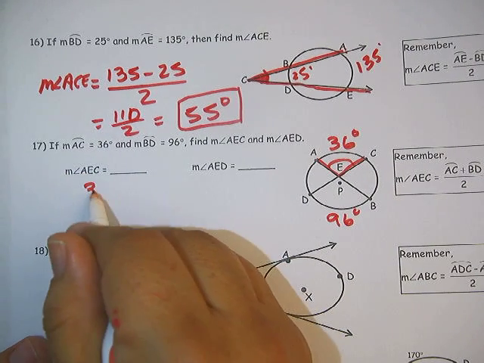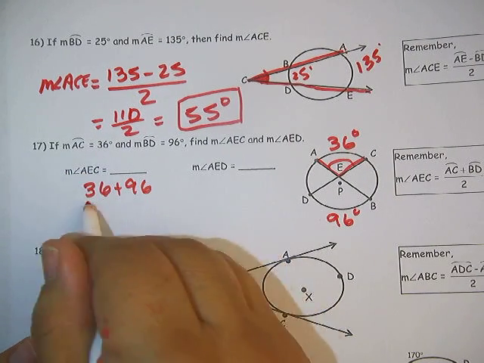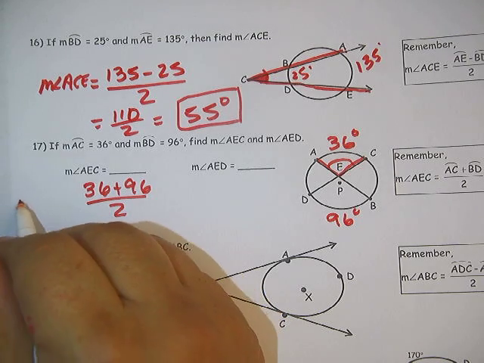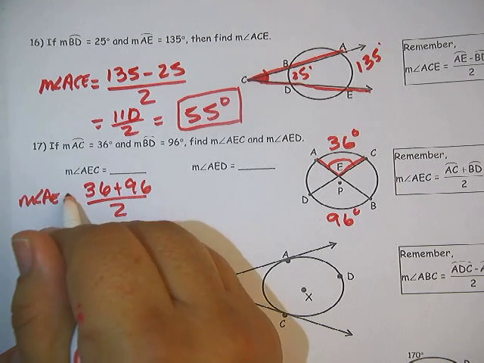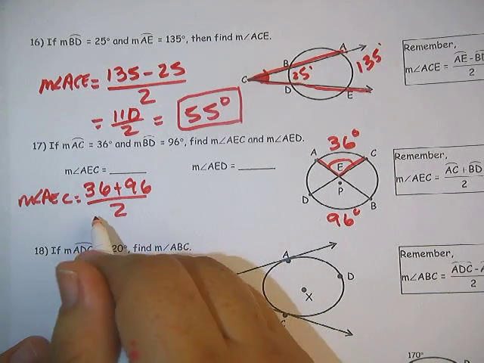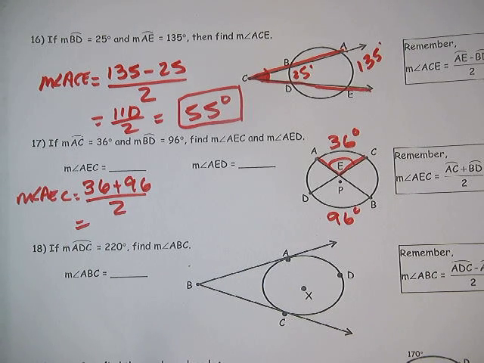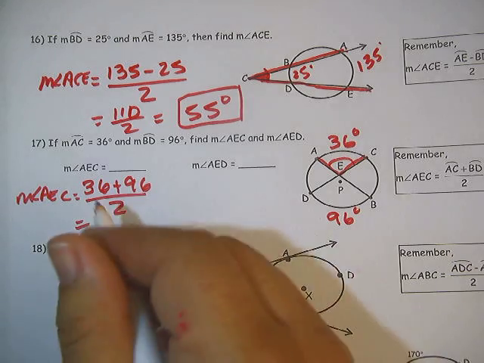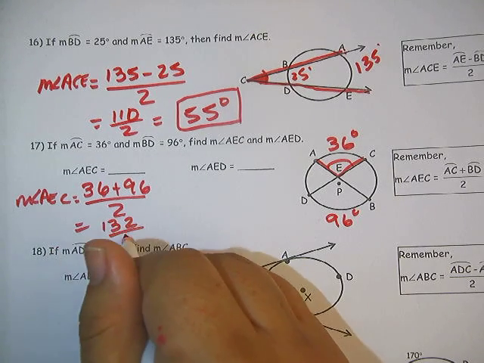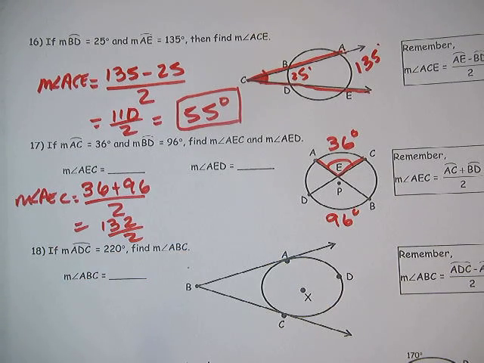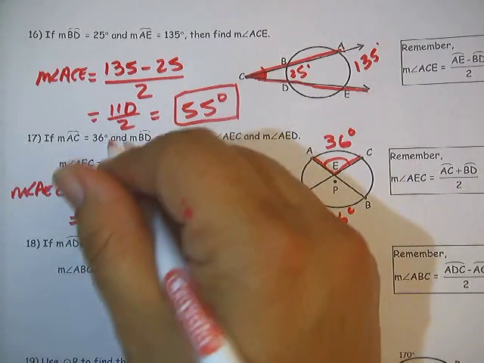So I'll say 36 plus 96 divided by 2. That's a measure of angle AEC. Which equals, if I add 36 and 96, I get 132 divided by 2. And then when I divide that by the 2, I get 66 degrees.